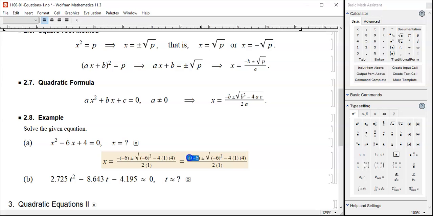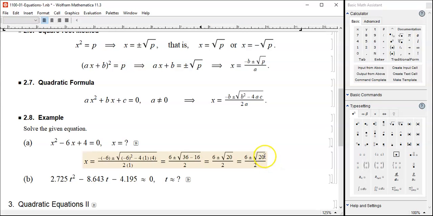So this should be just 6. And then this is going to be -6 squared, so 36. And then 4 times 4, this is going to be 16. Excuse me, typo. And 2 times 1 is just 2. So this whole thing will be, let me see. What do you get? 36 minus 16, I'm getting 20. As far as I'm concerned, it's okay to stop here. But my math lab may very well require to simplify this thing further.